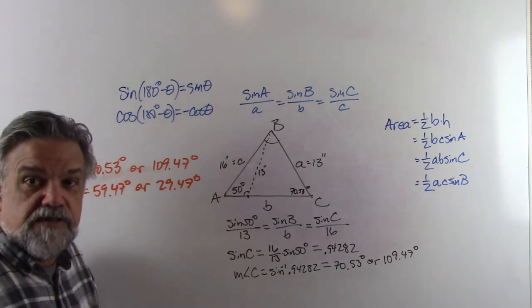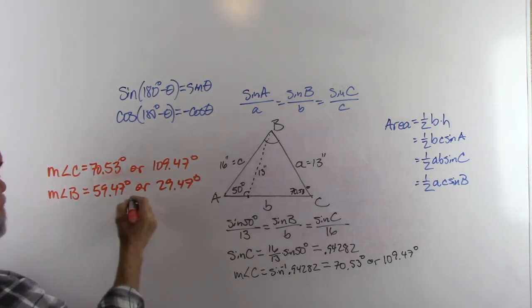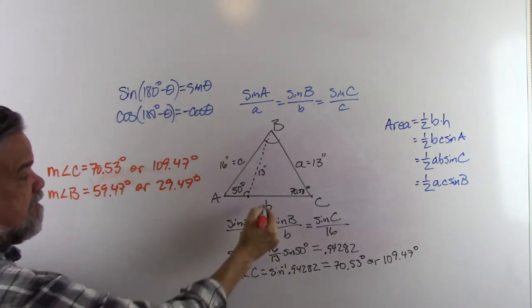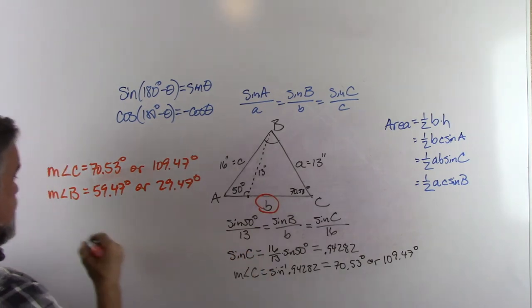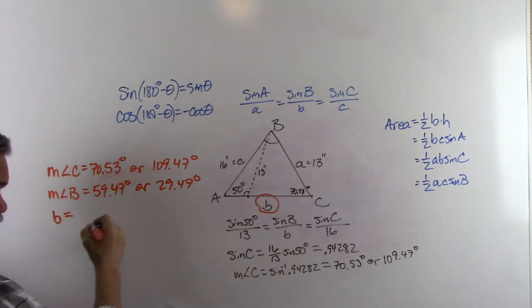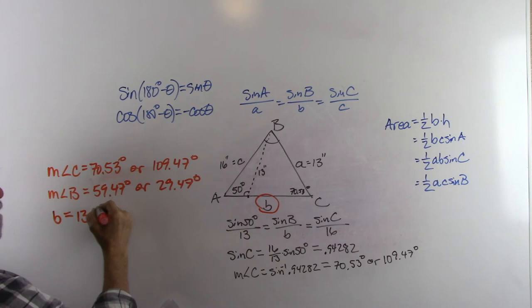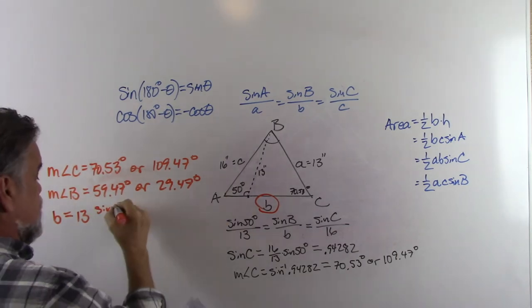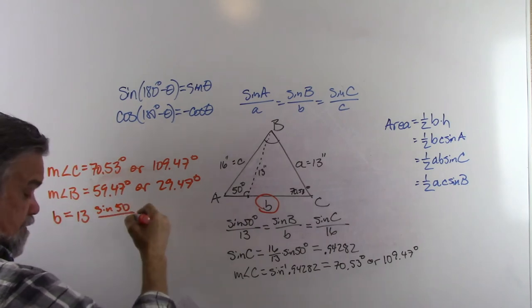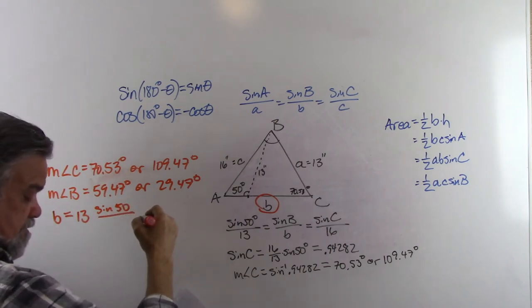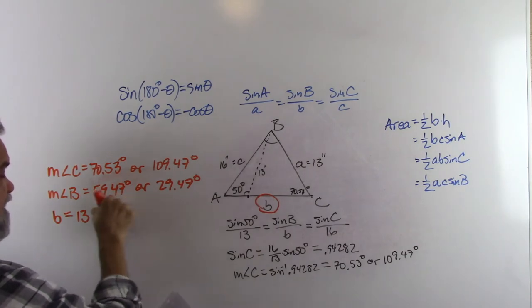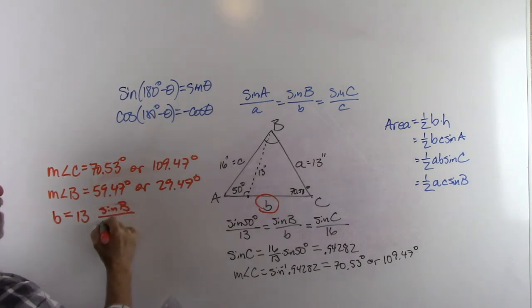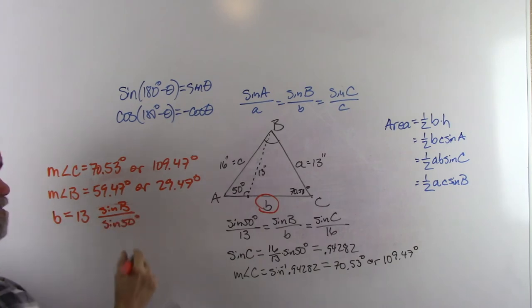And now I would just take, to figure out what little b is going to be, this thing right here, I'm going to say, well, okay, b is going to be 13 times the sine of angle A, which is 50, over, am I doing this right? Nope, I'm sorry. It's going to be the sine of angle B over the sine of 50 degrees, okay?